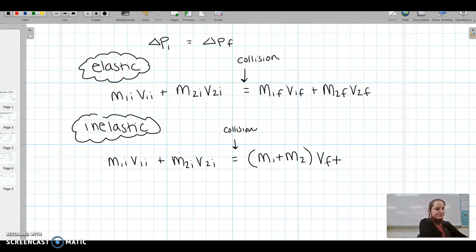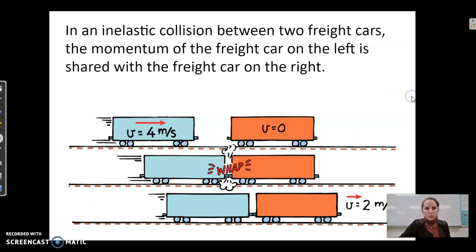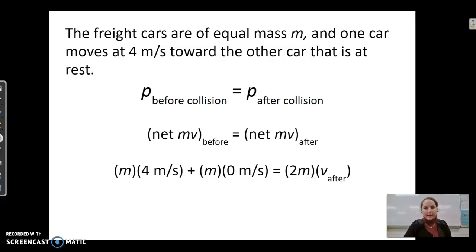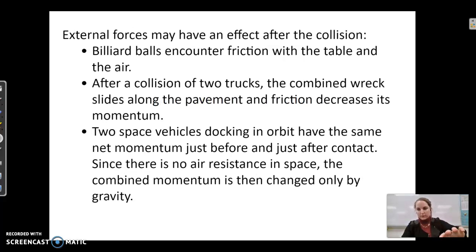All right, so let's look at some more examples of how we can see this in real life. An inelastic collision between two freight cars. This is kind of like the train cars where they have that locking mechanism, right? And the masses are combined there. So this is an example of an inelastic collision, okay? And feel free to work this out. I'm running out of time, so I'm not going to do this one, but feel free to work with this equation.